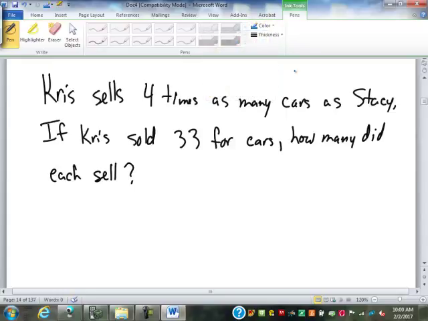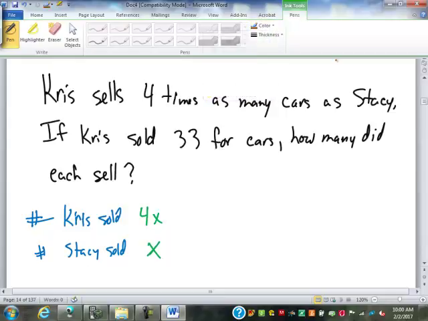Well, the number Chris sold, the number that Stacy sold. Can one be expressed in terms of the other? Okay, so which one do I want to let be x? Stacy. Chris would then be 4 times that, or 4x.